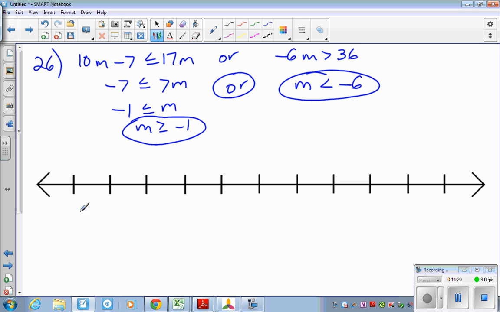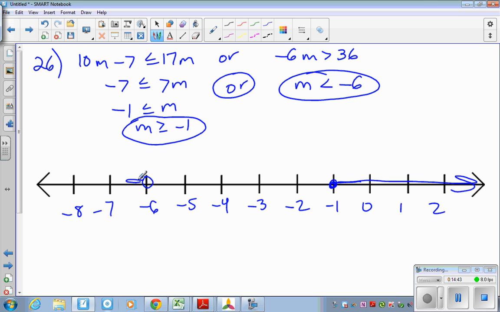So, making a number line. Greater than or equal to negative 1 would be this way. Less than negative 6 would be this way. And so because it's an or, we're going to get both of those. There's our answer, and there's our answer.